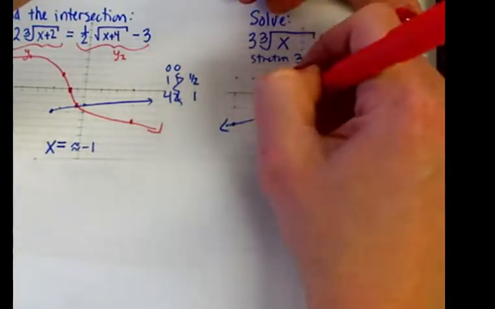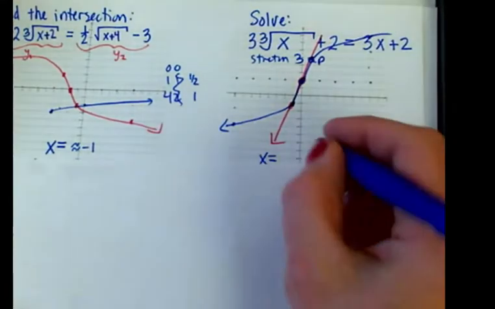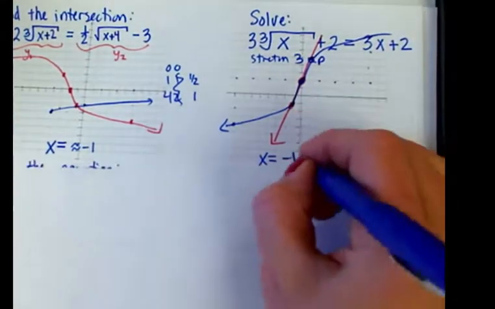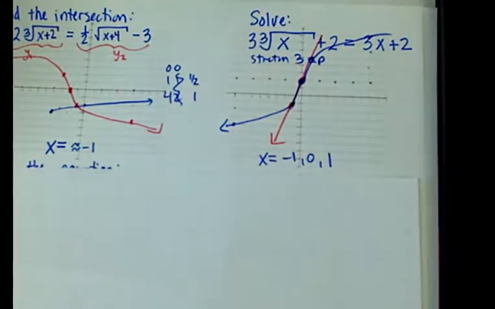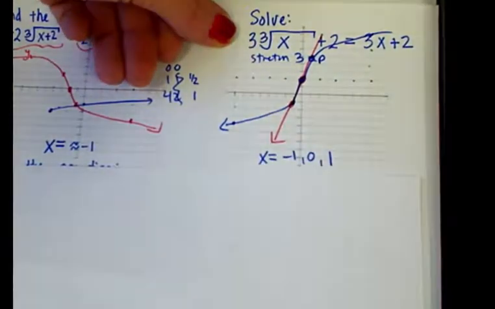Okay, look for the points that you counted. Those 3 center dots actually overlap. -1, 0, and 1. Solutions are anywhere that the graphs intersect. Notice that it was x equals. Answer is x equals. There's only x's here.